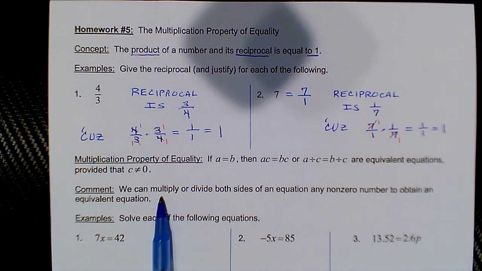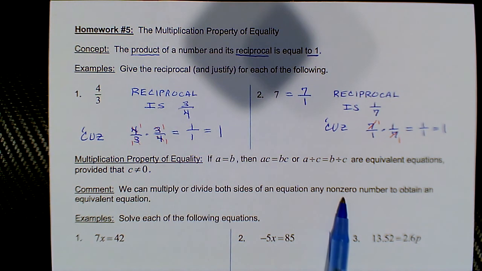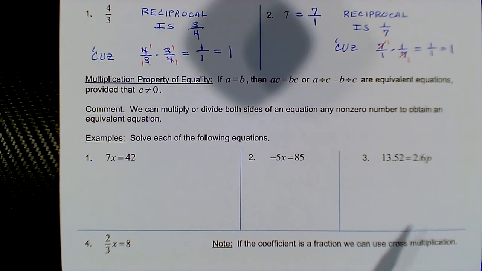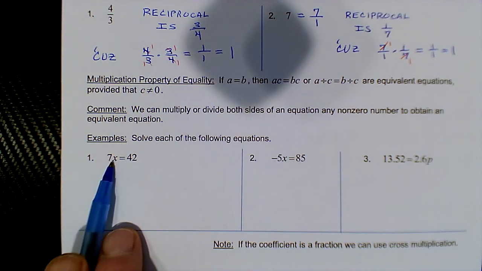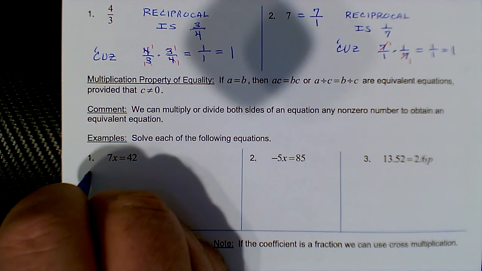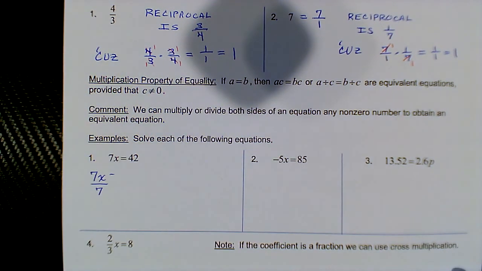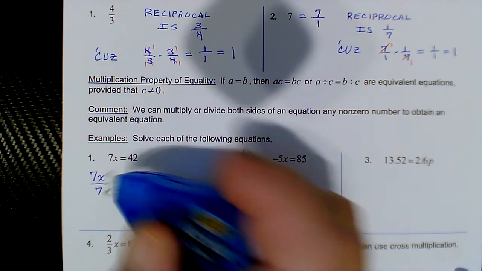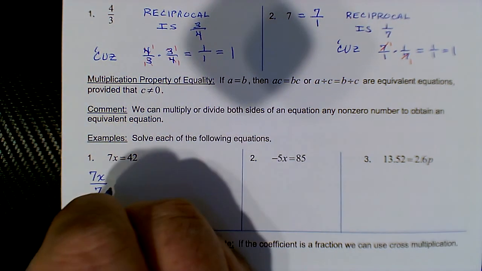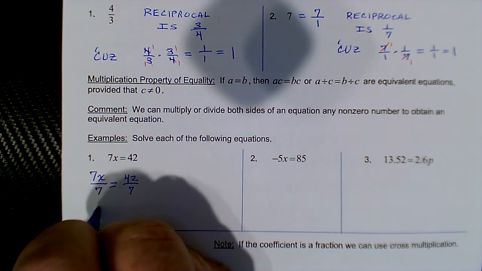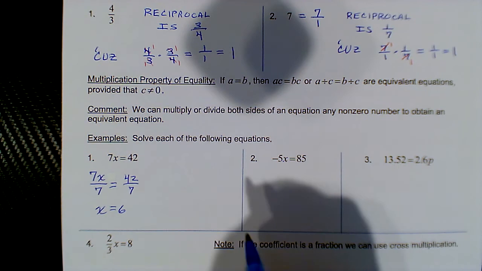So, I wrote a little comment. Basically, we can multiply or divide both sides of an equation by any non-zero number to obtain an equivalent equation. And we've seen this before. For example, when we solve proportions, if we have something like 7x equals 42, we know the easiest thing to do is just to divide by the coefficient of x. So divide both sides by 7. So we have 7x over 7, 42 over 7, and that would give us that x equals 6.